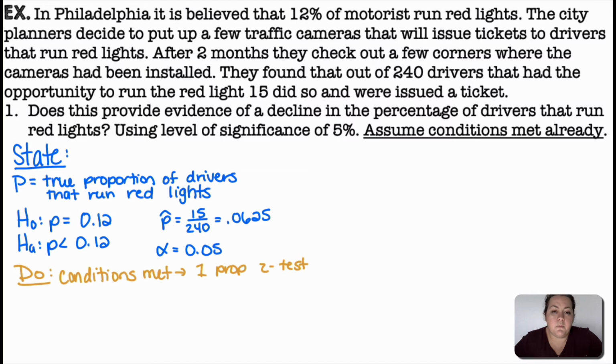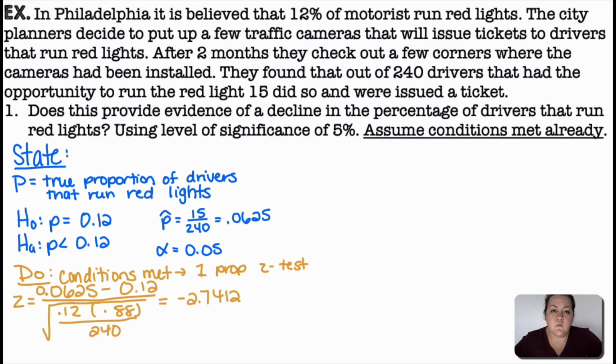We are doing a 1 proportion Z test. They told me the conditions were already met, so I'm not going to check those. I'm also not going to put everything here since this is not what we're going over right now, but I should have more details here. All right, so my statistic minus my parameter divided by my standard deviation of my statistic gives me a z-score of negative 2.7412 and a p-value of 0.003.